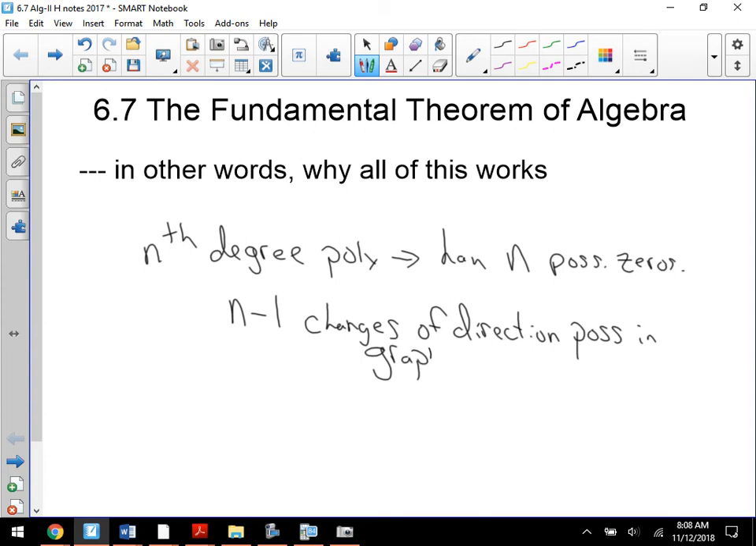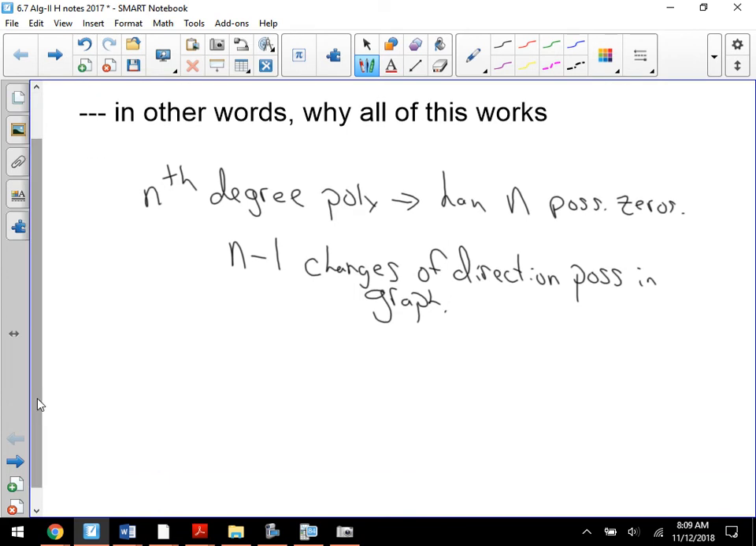And I want to keep remembering to say that it's possible, because you could have a fourth degree polynomial that has no real zeros and only one change of direction. It's completely possible. So the idea is that these are the possible scenarios. If you have an nth degree polynomial, you have n zeros and n minus 1 changes of direction. And you guys were saying this a second ago, because I think I went on a sequence of what we said in class before.